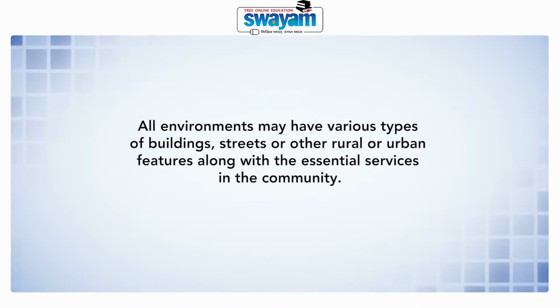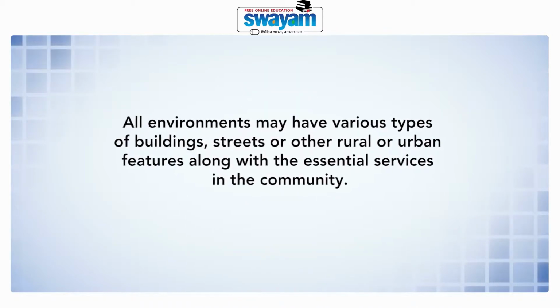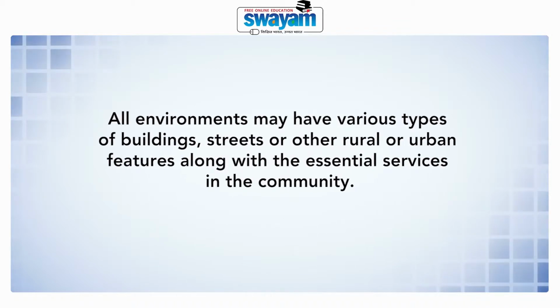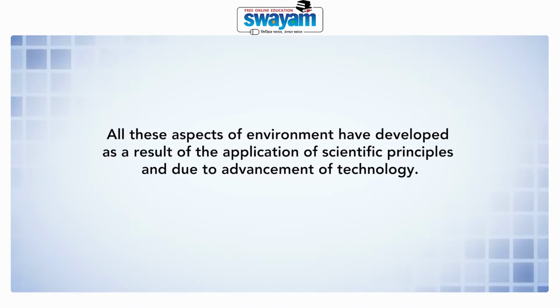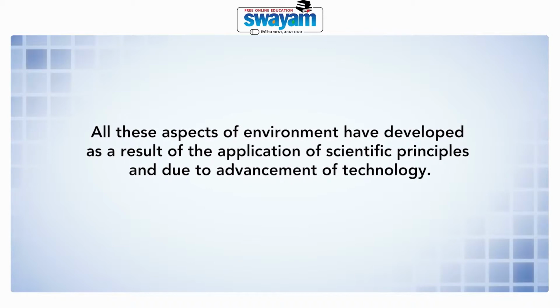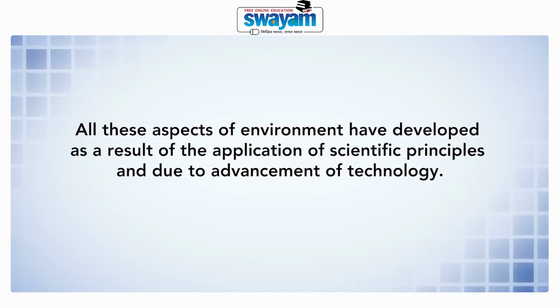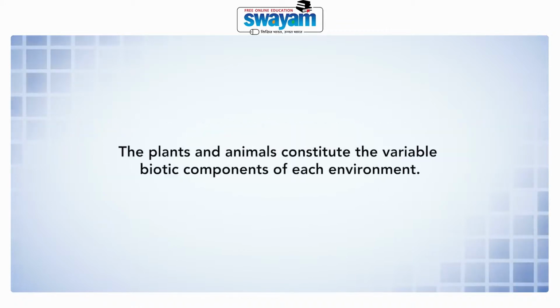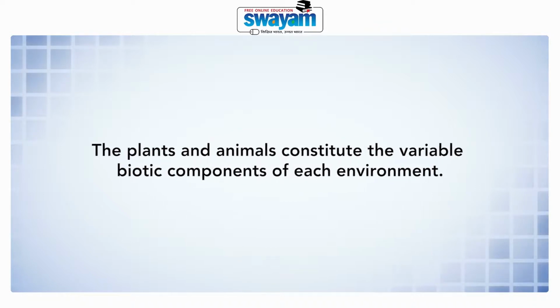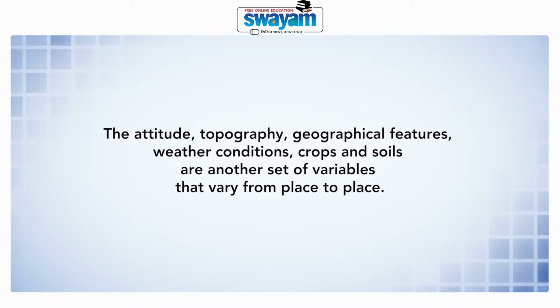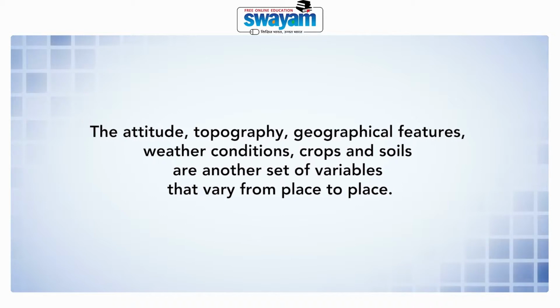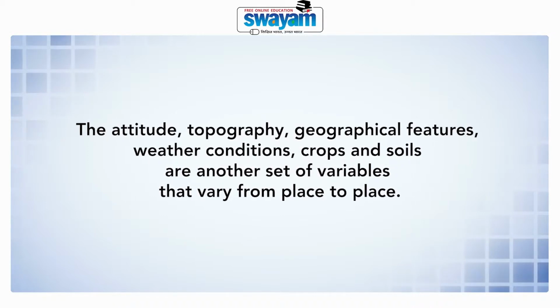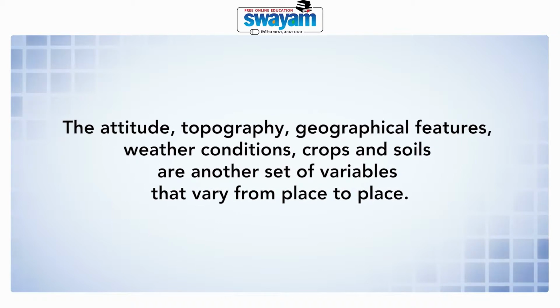All environments may have various types of buildings, streets or other rural or urban features along with the essential services in the community. All these aspects of environment have developed as a result of the application of scientific principles and due to advancement of technology. The plants and animals constitute the variable biotic components of each environment. The altitude, topography, geographical features, weather conditions, crops and soils are another set of variables that vary from place to place.